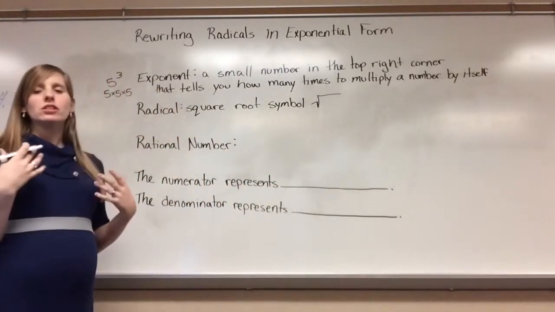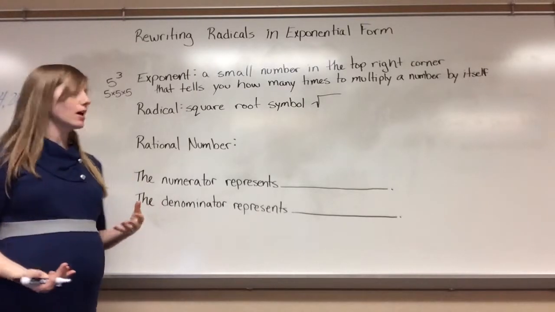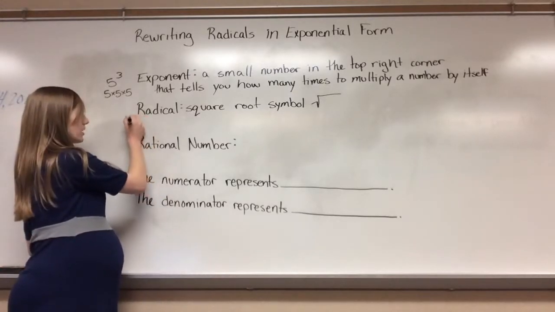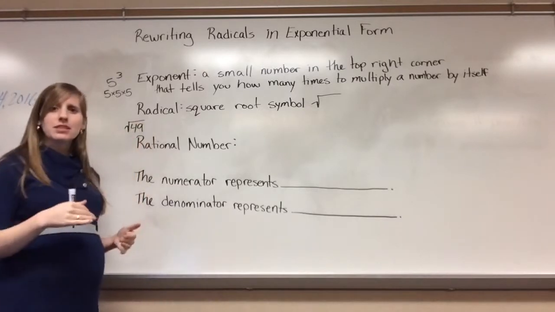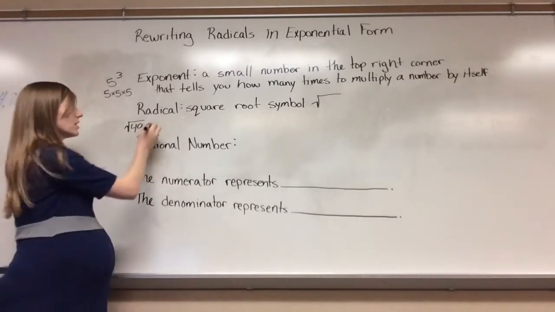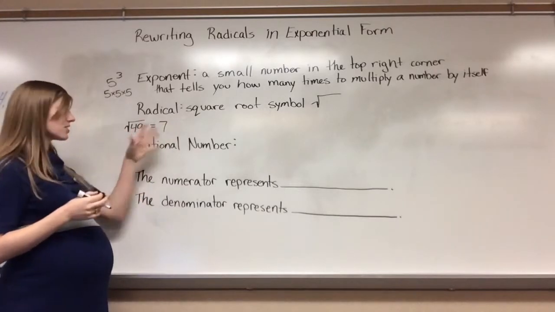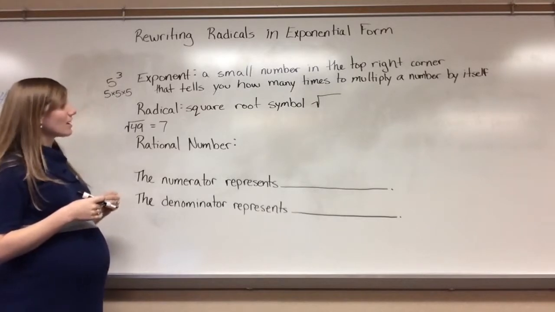But we don't just use radicals for square roots. That's the most common one. When we talk about square roots, if I asked you the square root of 49, I'm asking you what number times itself would give you 49. The answer would be 7, because 7 times itself gives you 49. So we're kind of undoing exponents with radicals.